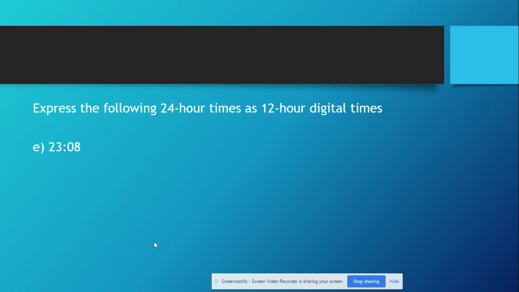Oh, then we've got another one, 23:08. Again, that's 11 o'clock at night, so that's nearly midnight. So that's 11:08 p.m.